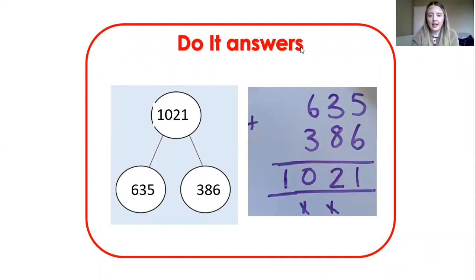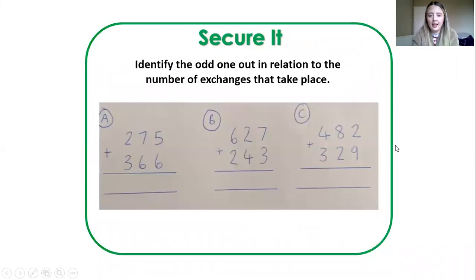So you'll secure it and you'll do it today. You need to identify the odd one out in relation to the number of exchanges that take place. Now, there's so many things that can make things odd one out. Maybe the answers 2 would be an odd answer and 1 would be an even answer. Or maybe 2 has the number 8 in and 1 doesn't have an 8. But for my answer that I want you to get, I want you to find the odd one out in relation to the number of exchanges.